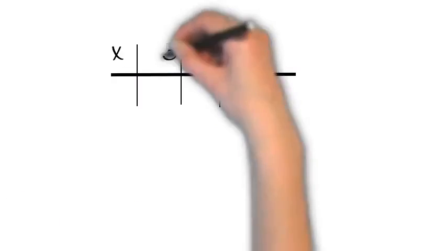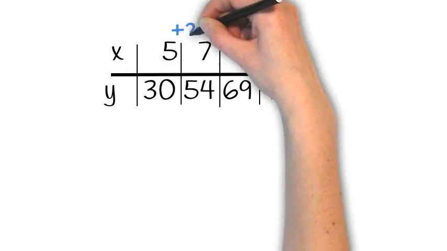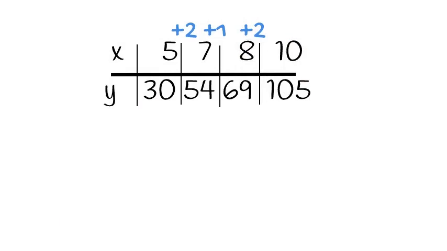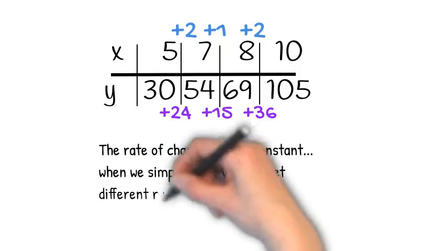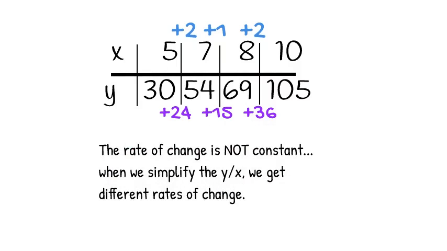Let's look at another example. So here's a table with values, and here's our changes in x and our changes in y. You will notice that it is not a constant rate of change, and therefore it is not linear, it is non-linear.